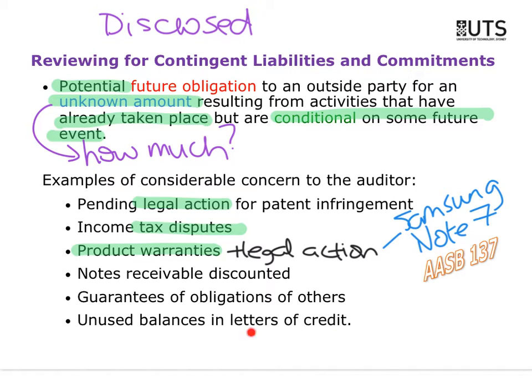Notes receivable discounted and unused balance letters of credit are not that common, but the other one that's common is a guarantee of the obligation of others. So quite often, if you have a parent company, the parent company goes guarantor on a loan for a subsidiary. If the subsidiary can't pay, then the parent has to pay the balance of the loan. Sort of like if you wanted to buy a place and you couldn't afford it, so your parents guaranteed your home loan. They're saying, well, if my son or daughter can't pay, then the parent will front up the cash. So that needs to be down as a contingent liability.